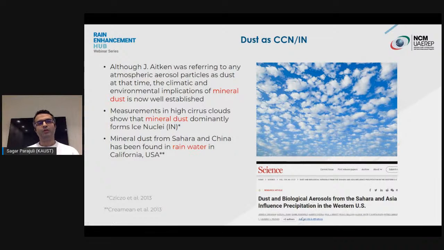Although John Aitken was referring to any atmospheric aerosol particles as dust at that time, the climatic and environmental implications of mineral dust is now well established. Measurement in high cirrus clouds show that mineral dust dominantly forms ice nuclei. So we all know now that dust is a very good ice nuclei. And not only this, mineral dust from Sahara and China has been found in rainwater in California, USA, as reported in a Science paper.